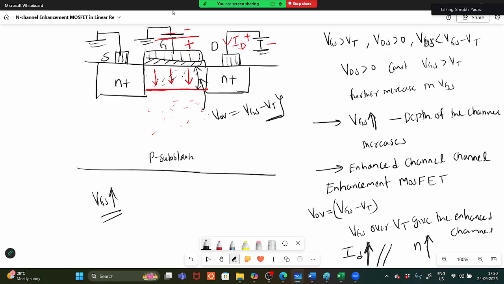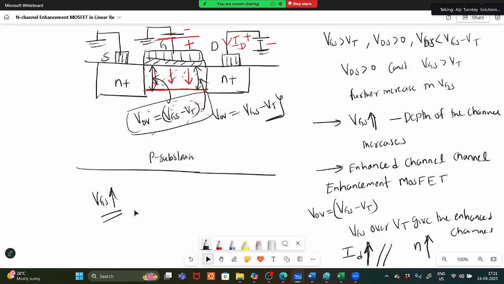So what is this overdrive voltage? Overdrive voltage means there is some potential for this channel. How much the depth is increasing is based on the overdrive voltage, VOV, which equals VGS minus VT. VGS minus VT is the overdrive voltage. Understood? Yes, sir. Okay.